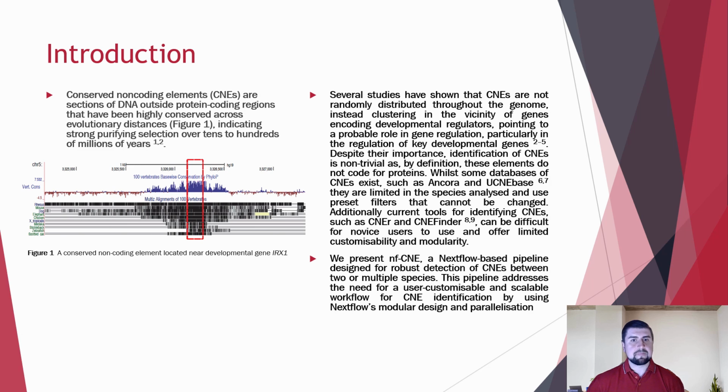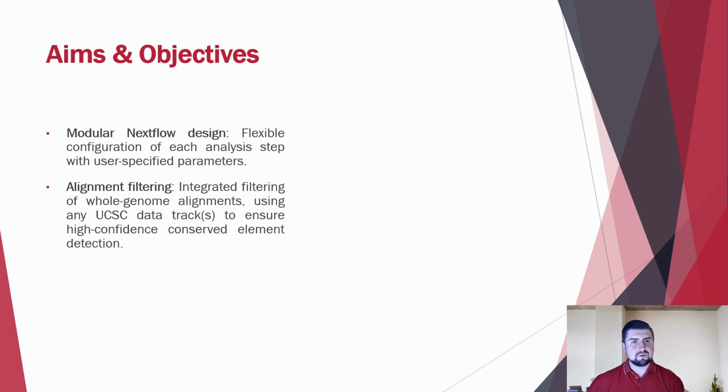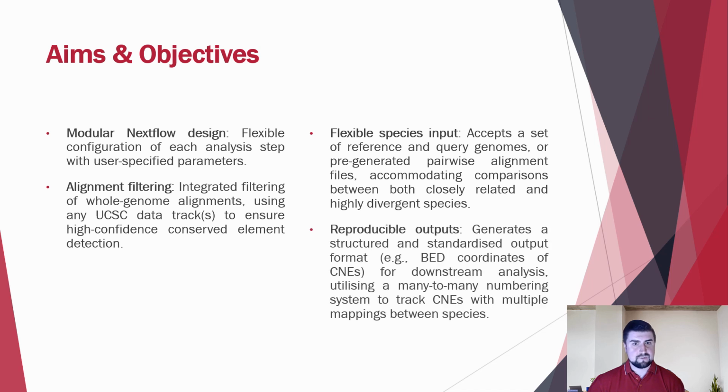Here we present nf-CNE, a Nextflow-based pipeline designed for the robust detection of CNEs between two or more species. This pipeline addresses the need for a user-customizable and scalable workflow for CNE identification using Nextflow's modular design and parallelization. It offers flexible configuration of each analysis step with user-specified parameters. It uses integrated filtering of whole genome alignments using any UCSC data track or tracks to ensure high confidence in the conserved elements detected. It accepts a set of reference and query genomes or pre-generated pairwise alignment files, accommodating comparisons between both closely related and highly divergent species.